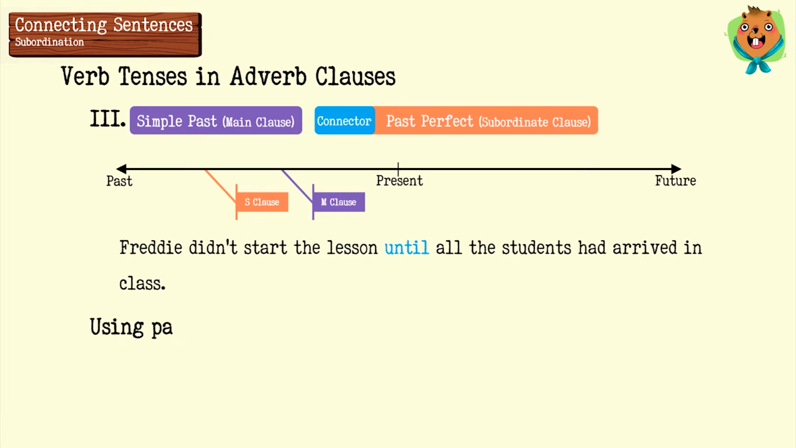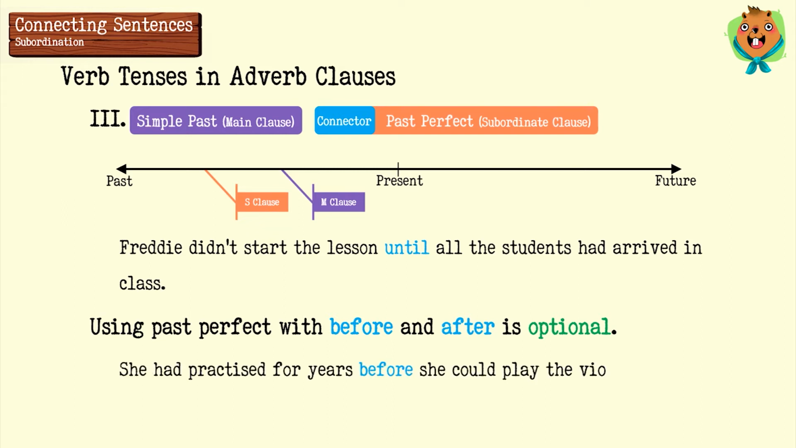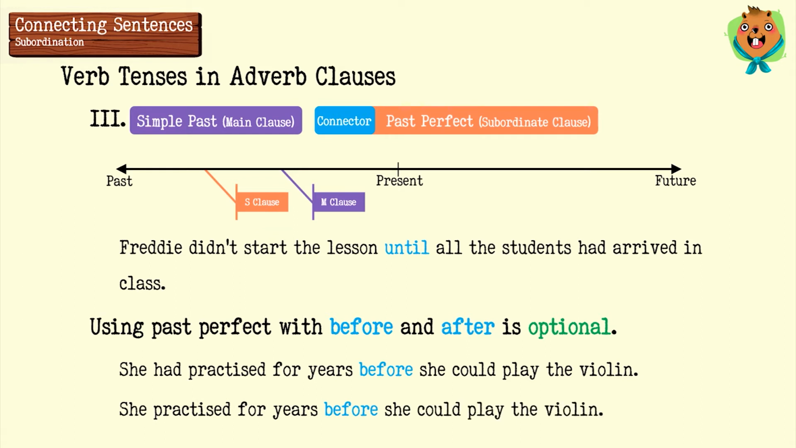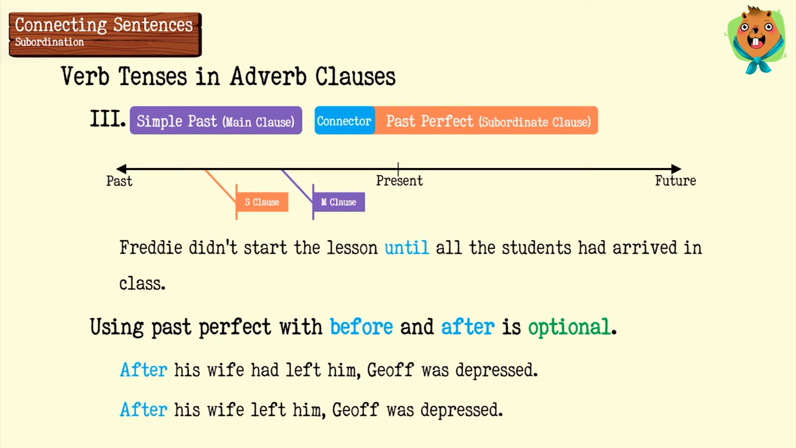Please notice the use of past perfect in patterns 2 and 3 with conjunctions before and after is optional, as they clearly indicate the order of the events. For example, she had practiced for years before she could play the violin, which could be expressed as follows. She practiced for years before she could play the violin. Or, after his wife had left him, Jeff was depressed, which could be expressed as follows. After his wife left him, Jeff was depressed.